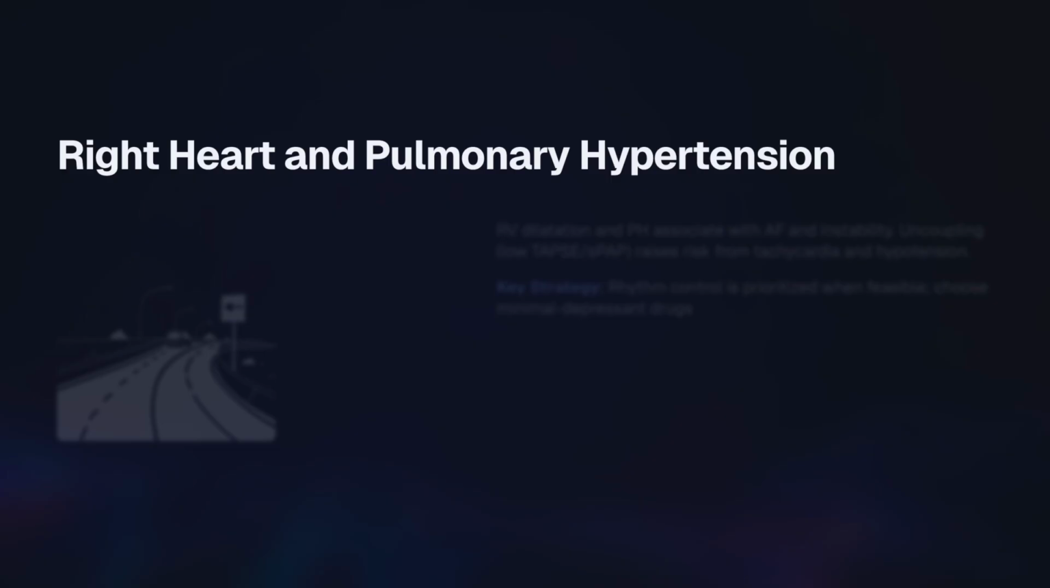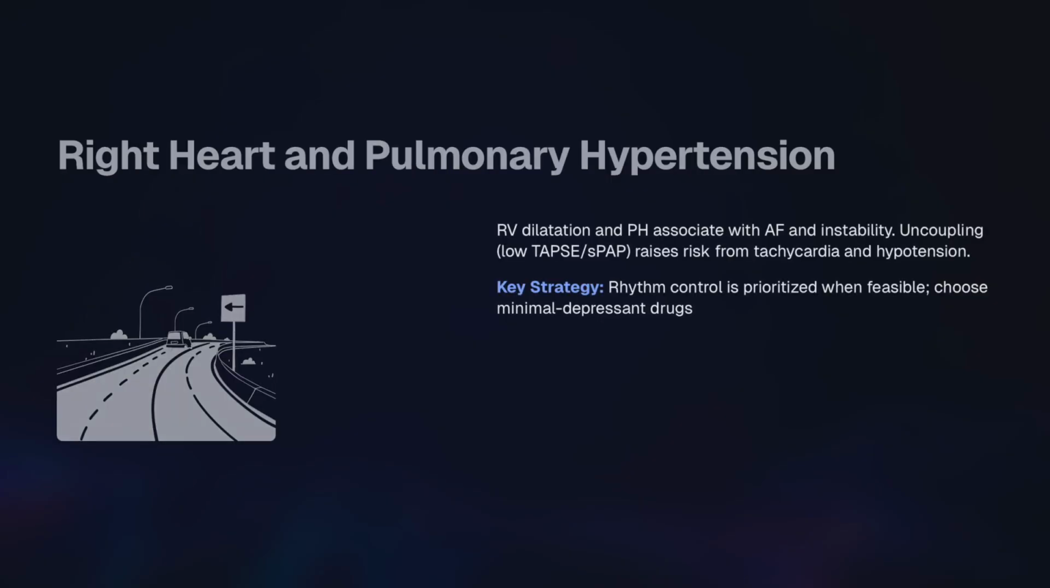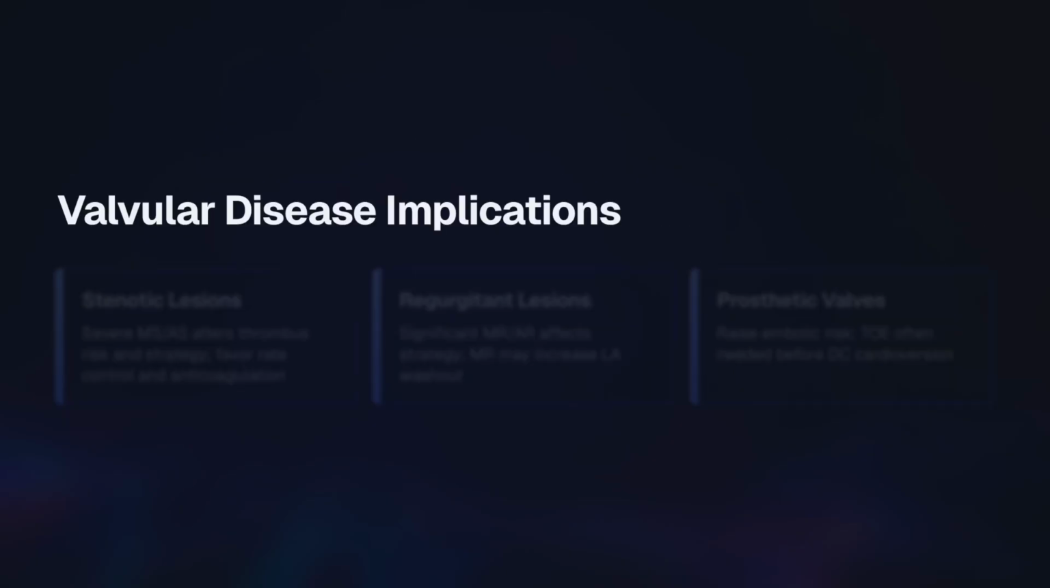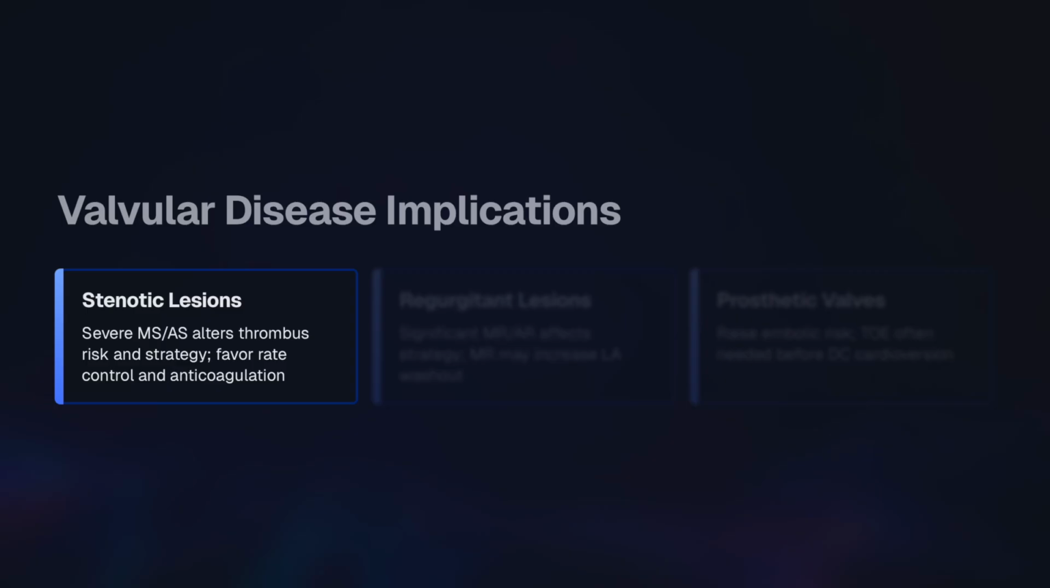Next is the right heart and pulmonary hypertension. Right ventricular dilatation and pulmonary hypertension are associated with AF and instability. There is uncoupling of the TAPSE and the systolic pulmonary artery pressure, and this raises the risk of tachycardia and hypotension. In this, the key strategy is rhythm control when feasible, and choosing the least depressant drug. Regarding valvular disease, if you have stenotic lesions, then there is a risk of thrombosis.